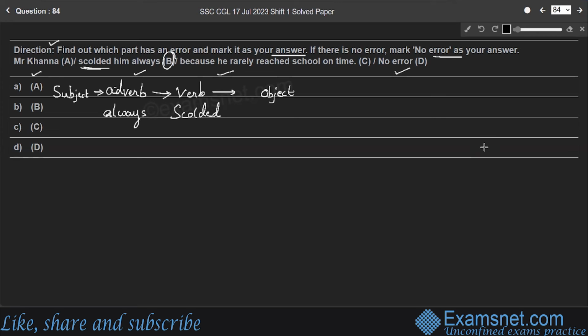Therefore, the order should be subject. Here the subject is Mr. Khanna. The adverb comes after the subject: always scolded him. Scolded is the verb, and him is the object here. Always scolded him because, here comes the reason. Because he rarely reached school on time. This part has no error. Therefore, the second part, part B, has an error, right? Therefore, its order should be: always scolded him. Therefore, option B is the answer, which has an error.